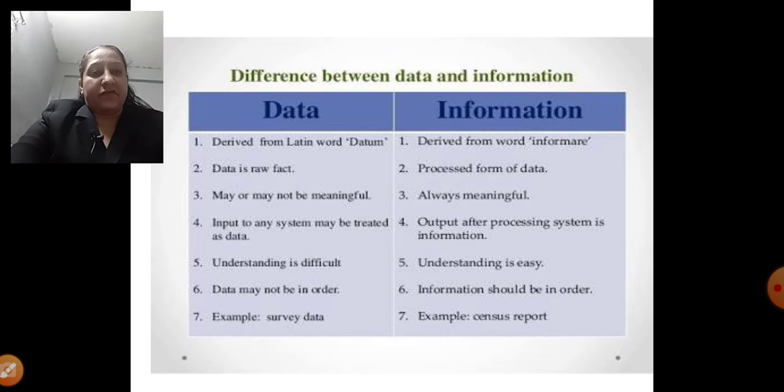There is a whole diagram given over here. Data is derived from the Latin word datum, and information is derived from the Latin word informare. Data is difficult to understand, and information is extremely easy to understand. Next, data may not be in the proper order.